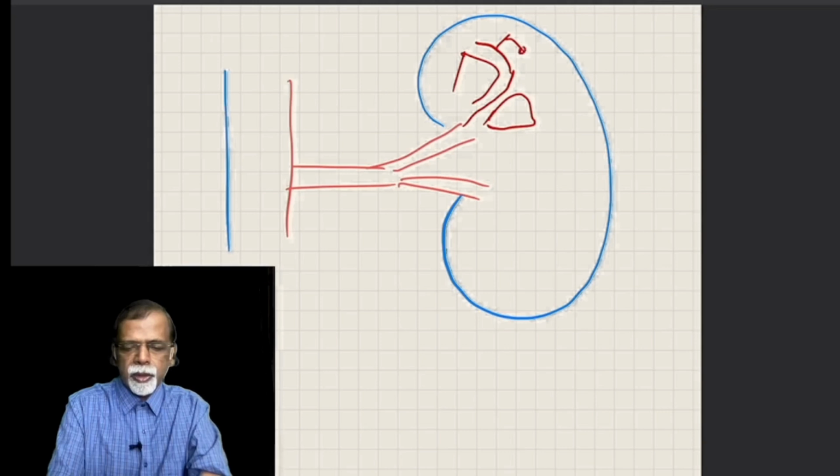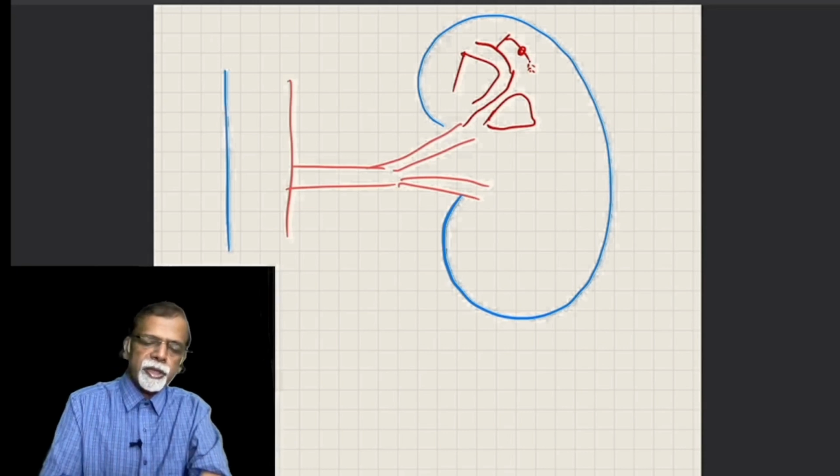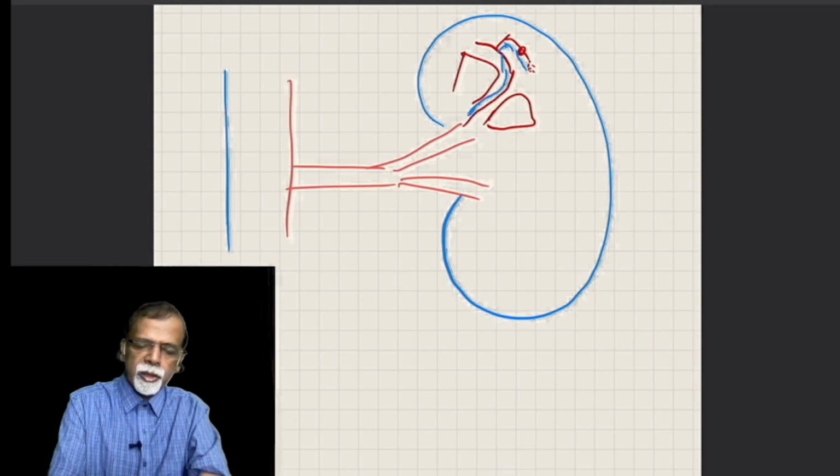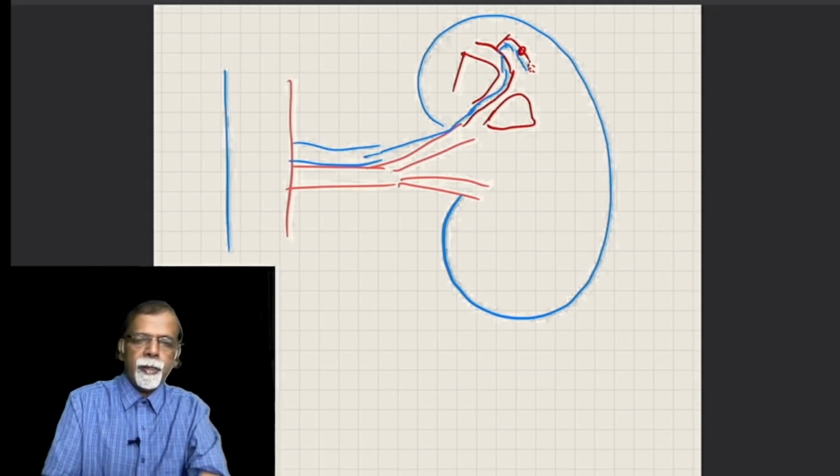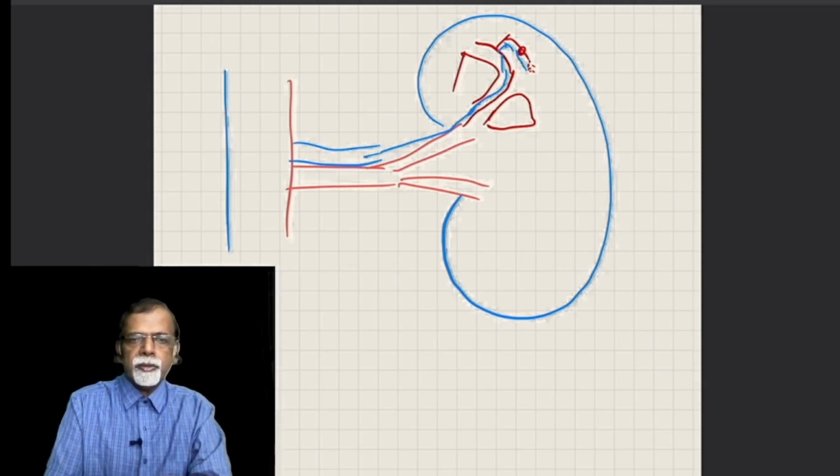From the interlobular arteries come the afferent arteriole, efferent arteriole, the capillary network, and from there the venous drainage. The interlobular veins are formed, then reach the arcuate vein, pass via the interlobar veins, and finally reach the renal vein. So hope this point is clear to you.